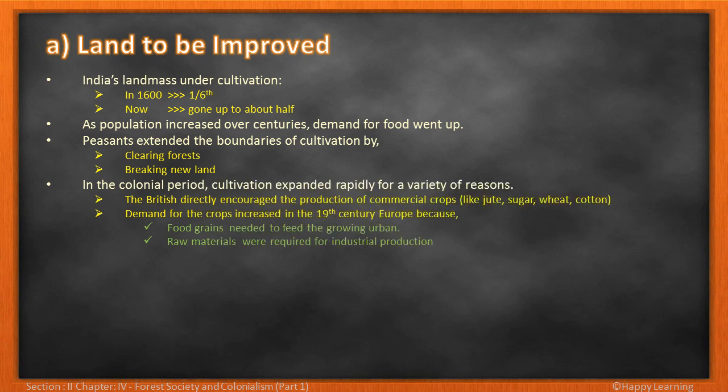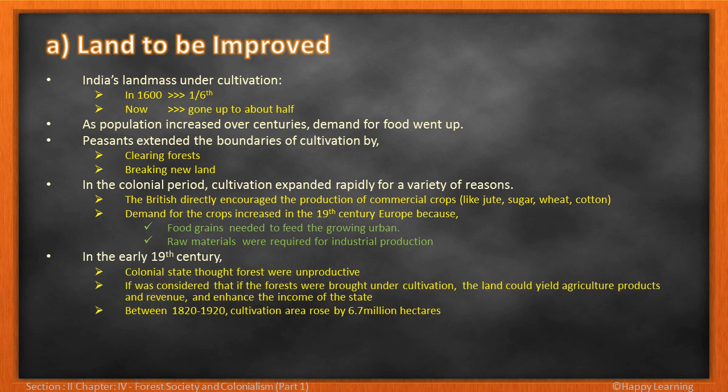In the colonial period, cultivation expanded rapidly for a variety of reasons. Number 1, the British directly encouraged the production of commercial crops like jute, sugar, wheat and cotton. Number 2, demand for the crops increased in 19th century Europe because food grains were needed to feed the growing urban population, and raw materials were required for industrial production.